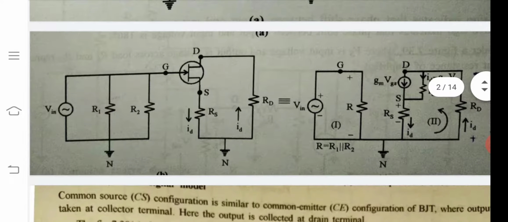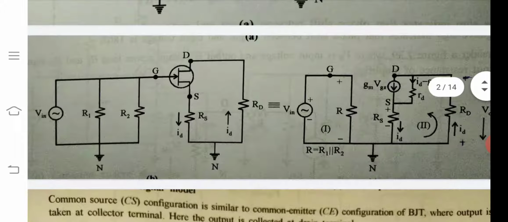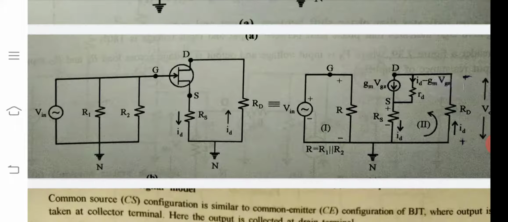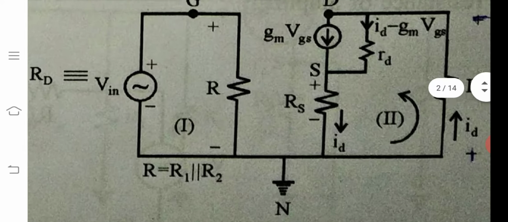This is the circuit, and the small signal model of this circuit is here. All DC supplies are removed because AC analysis is discussed here, so all DC components, VDD and capacitors, are removed. Only the AC supply remains, and the FET and MOSFET are represented by the small signal model we discussed earlier. This is the small signal model of the complete circuit.